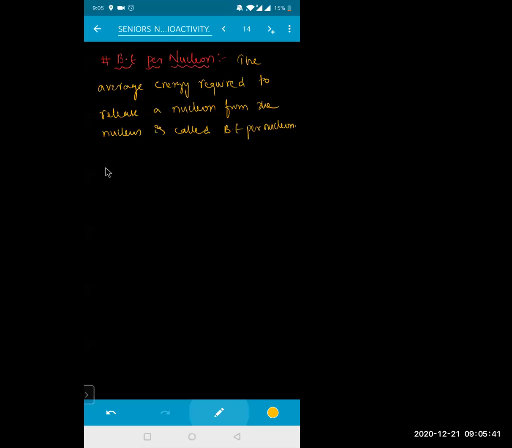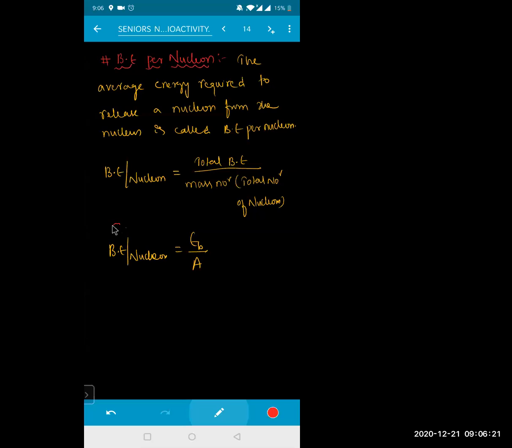So I can write here: binding energy per nucleon is equal to total binding energy divided by mass number. Mass number is nothing but the total number of nucleons. That is, binding energy per nucleon is equal to E_B divided by A. This is your binding energy per nucleon formula.